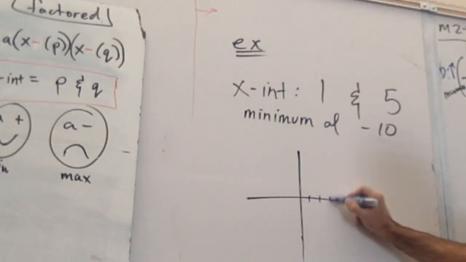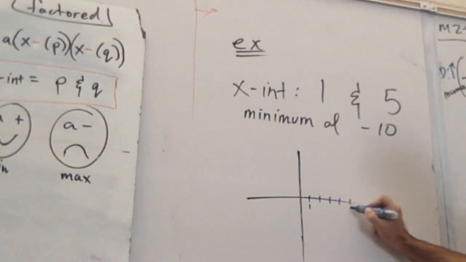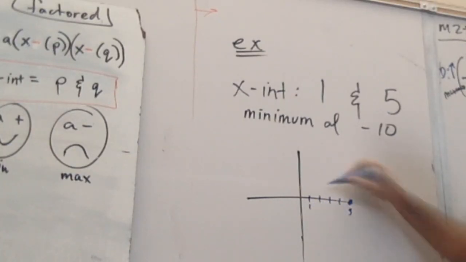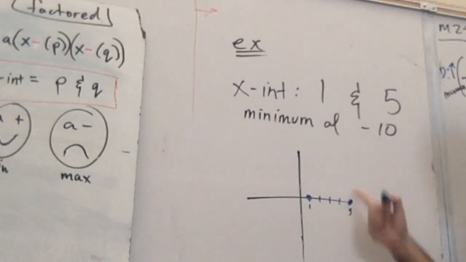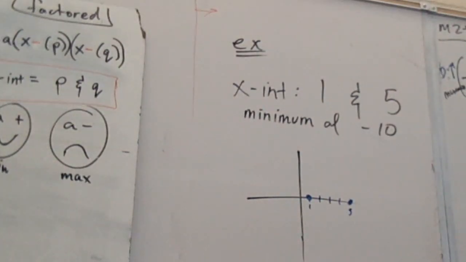1, 2, 3, 4, 5. 1 and 5. The parabola is going to go through those 2 points. Okay. Now, if we have a minimum of negative 10, down here at negative 10, that's where the floor, the bottom, the minimum is going to be for my parabola.